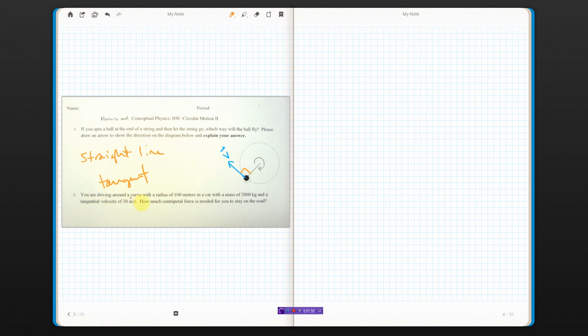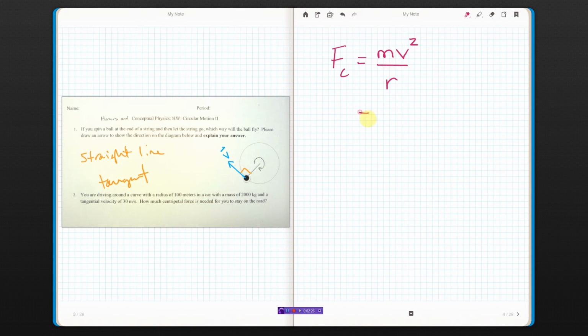Now it says you are driving around a curve with a radius of 100 meters in a car with a mass of 2,000 kilograms and a tangential velocity of 30 meters per second. How much centripetal force is needed for you to stay on the road? Okay, here's the thing. For any circle, the centripetal force required to keep your object moving in that circle is equal to the mass of your object times the tangential velocity of that object squared divided by the radius of the circle you're trying to go around in.